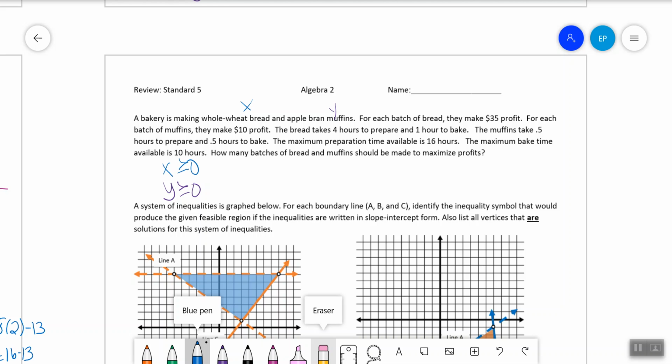For each batch of bread, they make a $35 profit, and for each batch of muffins, they make a $10 profit. So profit, please excuse my dog, is going to be $35 for bread and $10 for muffins.